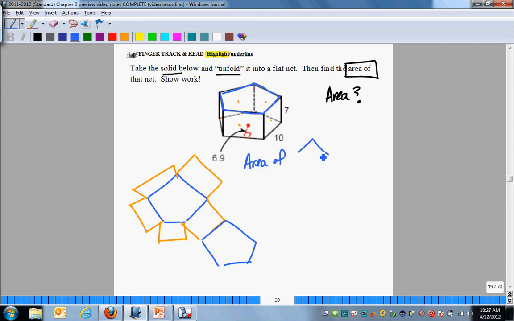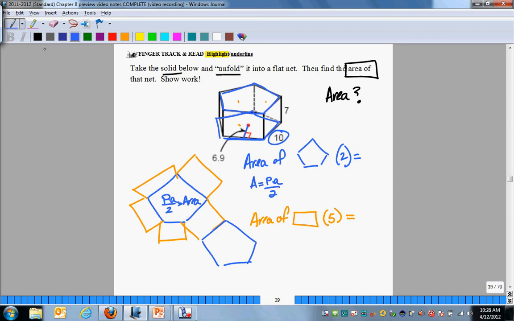of one pentagon. Then I'll simply times it by 2, and then I'm going to find the area of one rectangle and times it by 5. The area of the pentagon, remember, area of any regular polygon is perimeter times apothem over 2. That's the area. So I find my perimeter. I walk it around for perimeter. That's 1, 2, 3, 4, 5. My edge length there is 10. So area equals perimeter times apothem over 2.